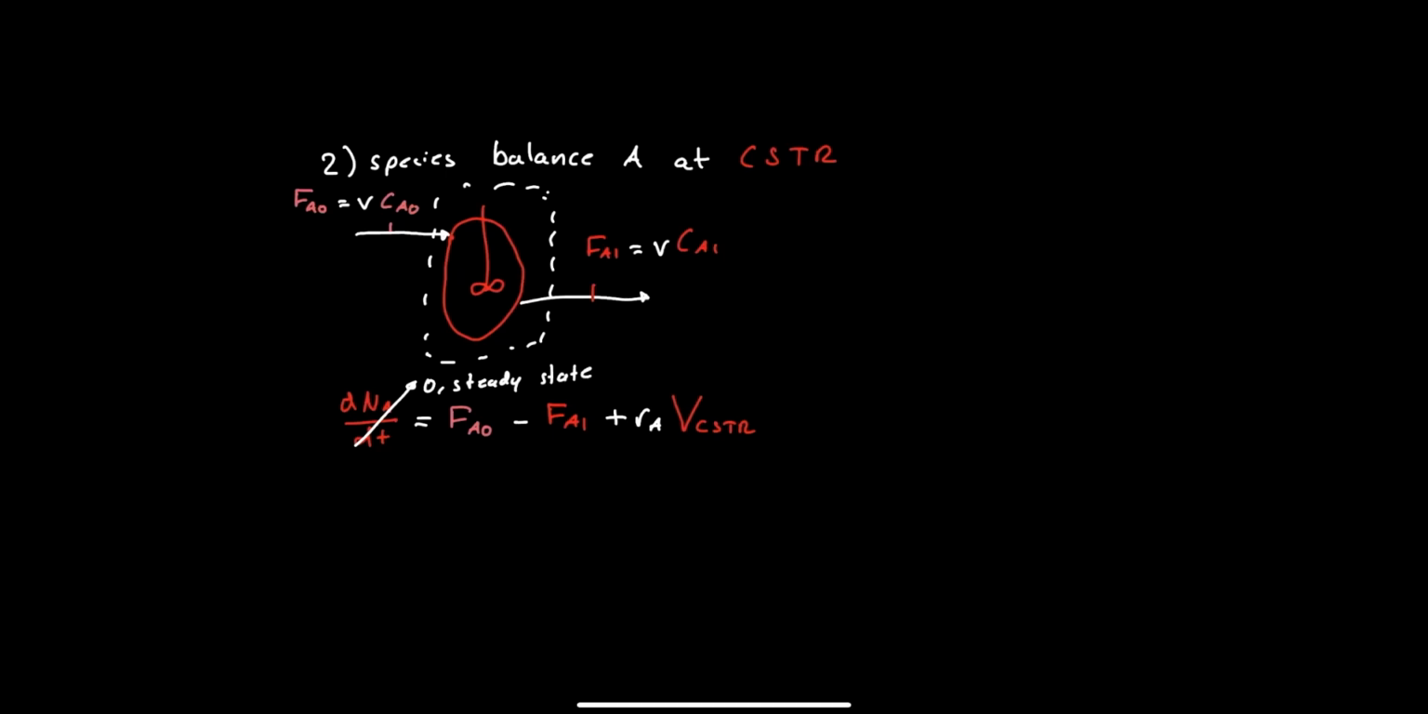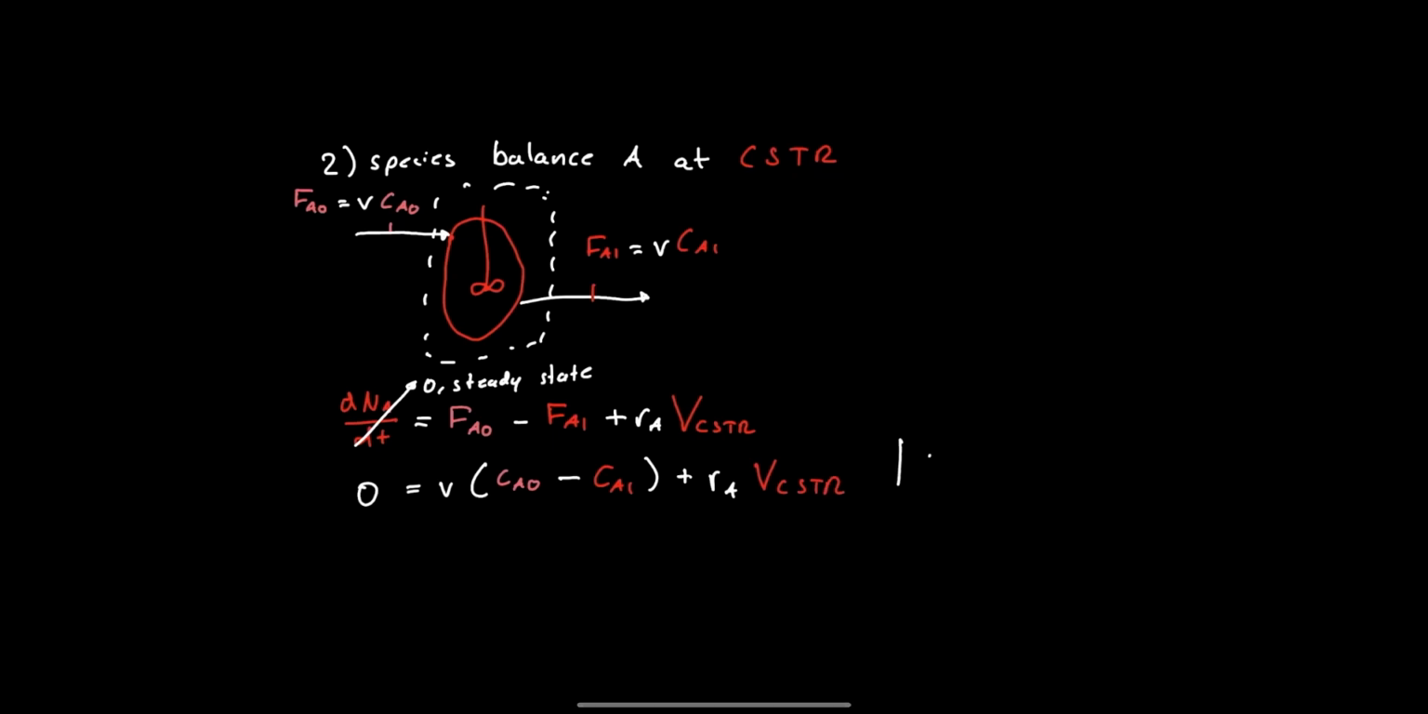And the molar flow rate can be written as the volumetric flow rate times our corresponding concentration. So 0 is going to be equal to, and we can factor the volumetric flow rate out because it's going to be equal for FA0 and FA1, so CA0 minus CA1 plus the reaction rate of the species A times the volume of our CSTR.